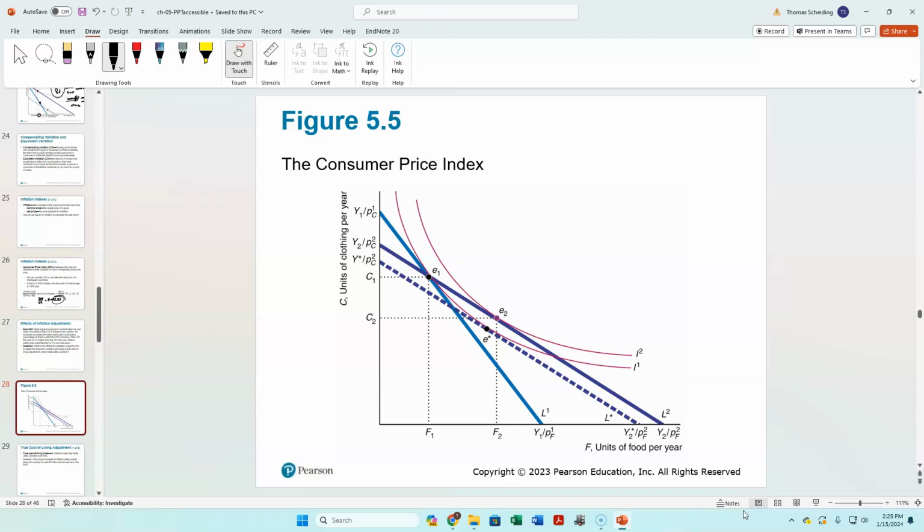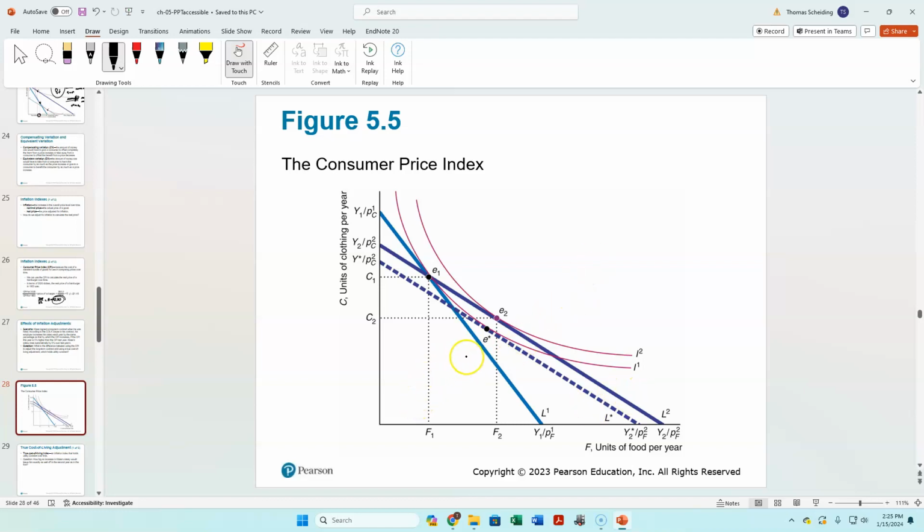Sorry, I have so many lines here. Okay, let me just take off my glasses. In this case, my clothing is becoming more expensive. How did I know that? Because my y intercept for clothing is getting closer to the origin. So my clothing is becoming more expensive, and my food is becoming cheaper because my x intercept now is farther from the origin.